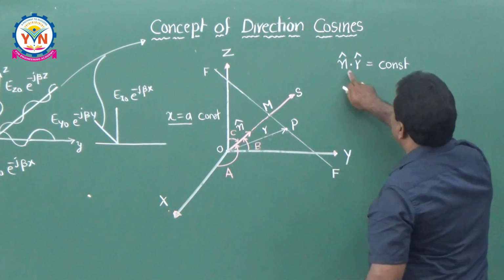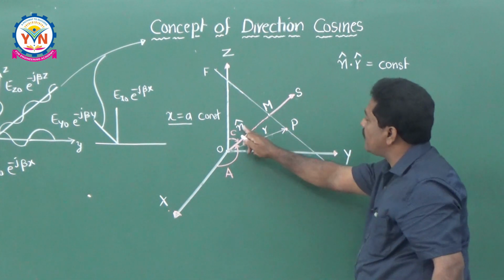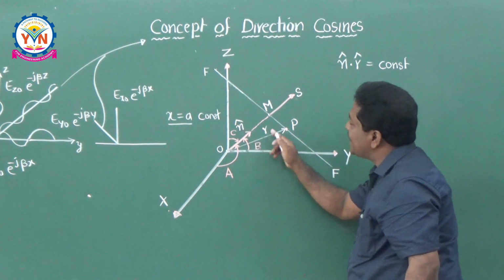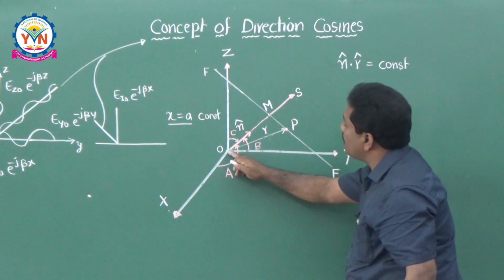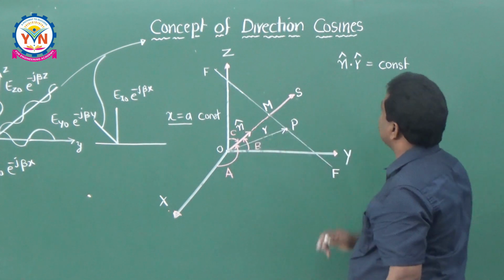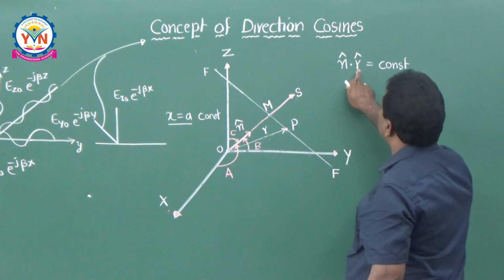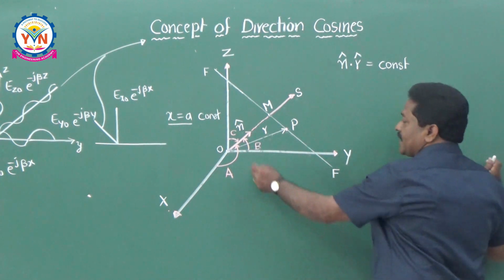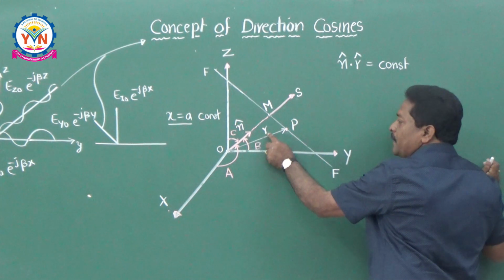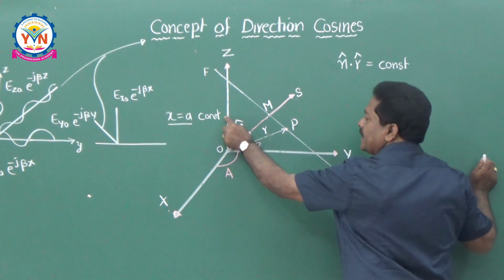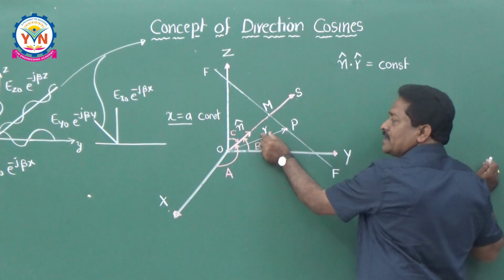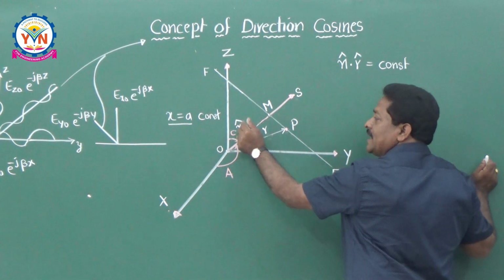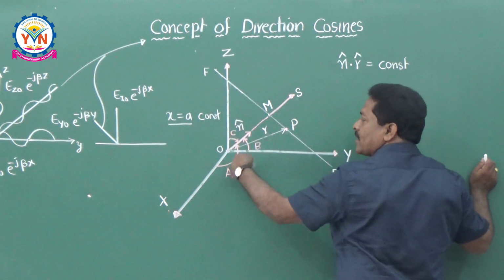So this n dot r, the dot product, gives the projection of r in this unit vector direction. What is this n bar and what is this r bar? r is nothing but a radius vector whose components are x, y and z. So r is the resultant of the components in x, y, z directions, and n bar has its components in terms of cosines.